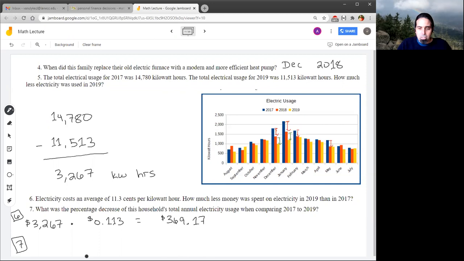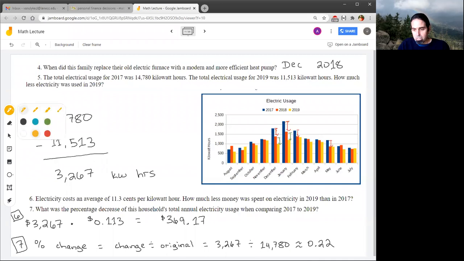Okay, for number 7, what's the percent decrease when comparing these? So a percent change is change divided by original. The change we found was 3,267. And the original was the bigger one, 14,780. The original isn't always the bigger one, but in this case it is. And we get about 0.22. Then we need to make that a percent. So to make that a percent, it would turn out to be 22%. Yep. That's 22% savings on electricity.